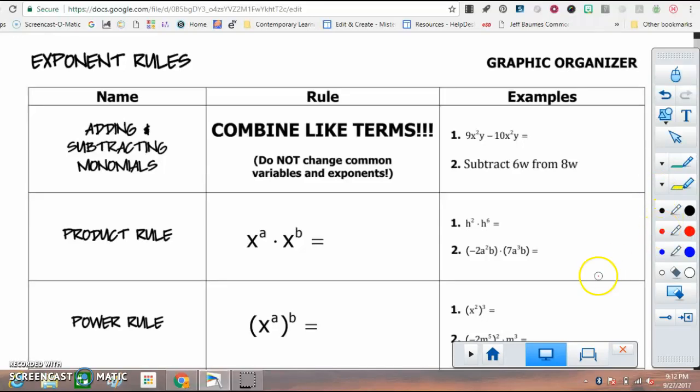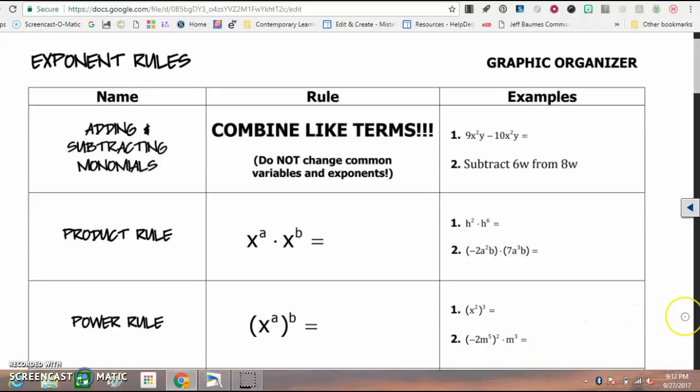This graphic organizer is to help you prepare for your test on Tuesday. Please do this with me. If you don't have these notes, they are in the back of the classroom on the chalkboard tray. Also, I will upload the PDF and you can print it at home. But let's practice a few of these new rules that we have.